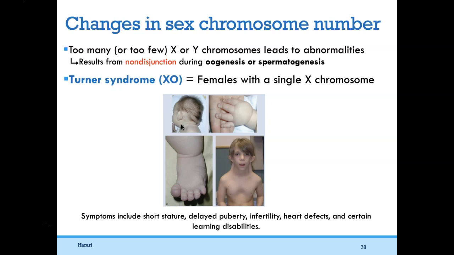But some were able to do IVF using donor eggs. And intellectually, they're usually normal. There might be some learning disabilities in Turner syndrome. But if they receive hormone supplements, they can lead very normal lives.